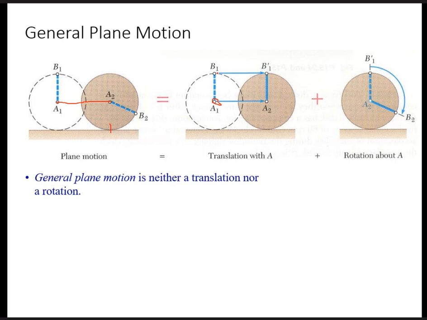So we were here at this position. For this general plane motion that you have with this circle, we can say that it is a combination of translation and rotation about A. Now, when this roller is rolling and reaching this position, there has been some movement in the center.